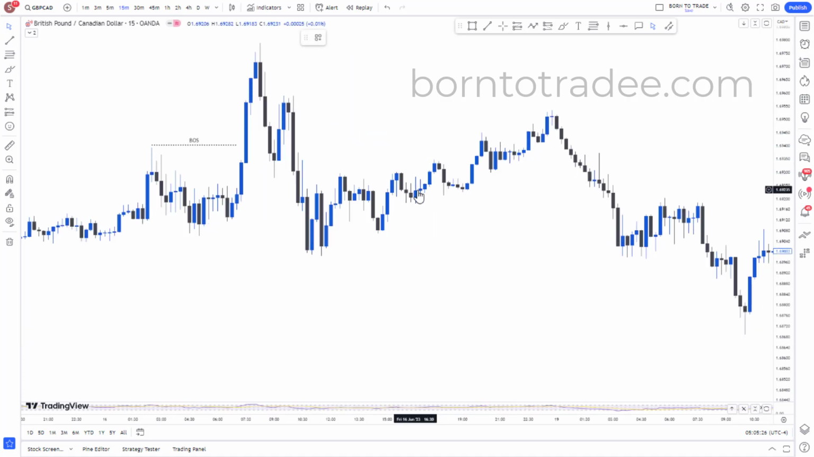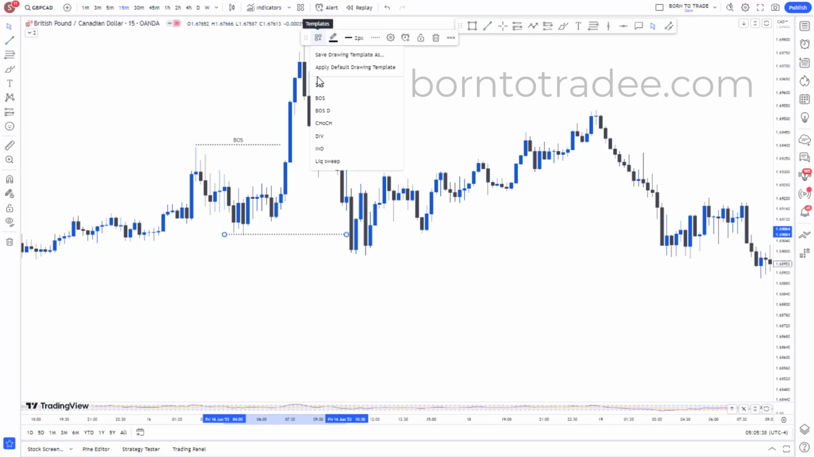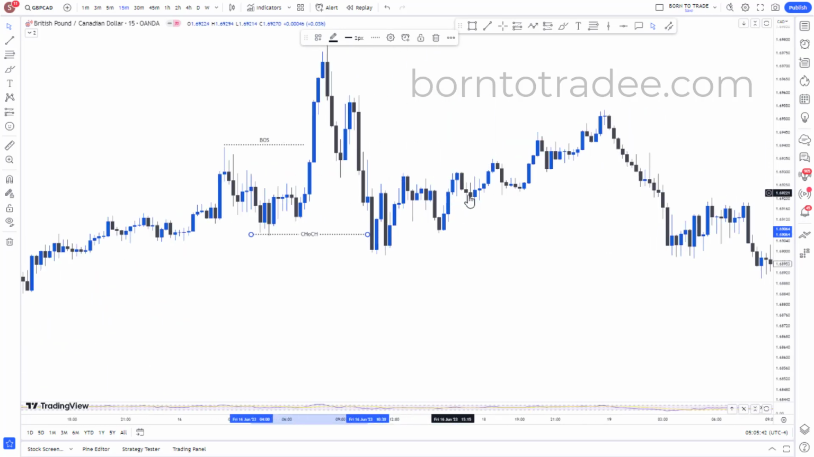And after that, what can we actually see? We see price push to the downside, couldn't form a high, and now we see a change of character, and this is a very clean change of character over here. You can go ahead and identify this as your change of character. This is your change of character over here.